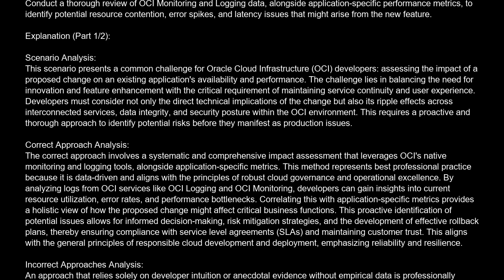This proactive identification of potential issues allows for informed decision-making, risk mitigation strategies, and the development of effective rollback plans, thereby ensuring compliance with service-level agreements, SLAs, and maintaining customer trust. This aligns with the general principles of responsible cloud development and deployment, emphasizing reliability and resilience.